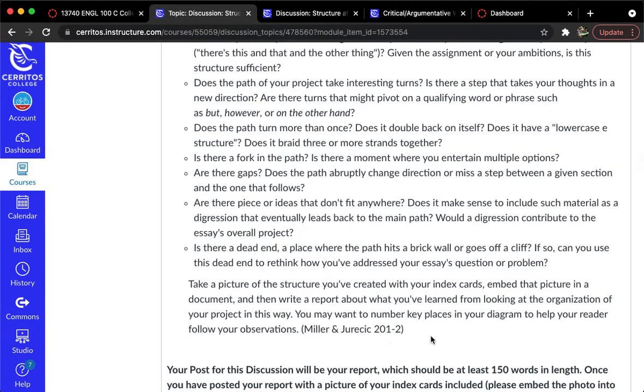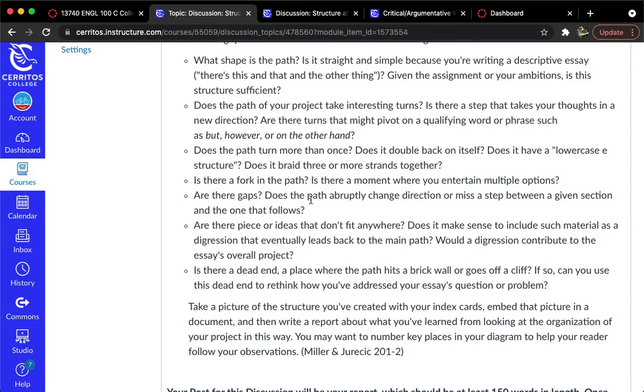So once you've thought about these questions in your reflection, you're going to take a picture of the essay, or I'm sorry, of the structure that you've decided. So you're going to take a picture of your index card. You can use your cell phone or whatever, take a picture of it, and then you're going to embed that image into your report. Okay, in your report, you're going to entertain these questions up here.